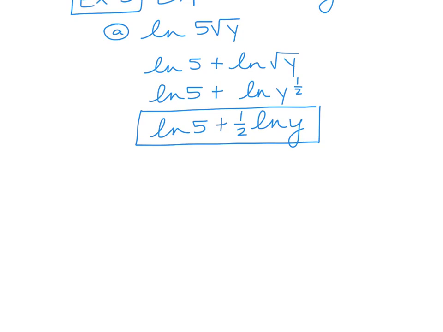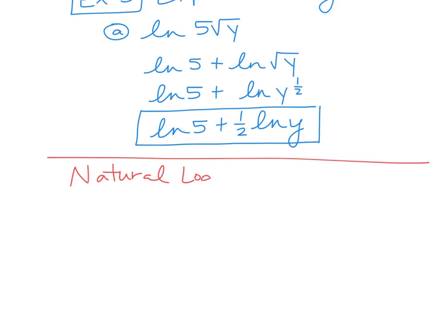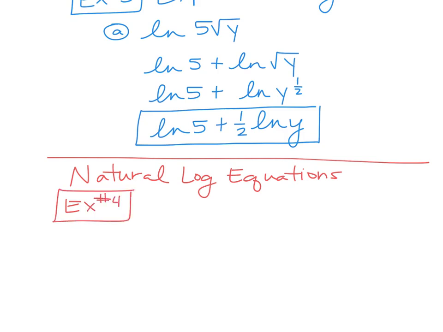Okay. All right. Now we're going to do natural log equations. And the only difference now, right, equations have an equal sign in them. Instead of just being an expression, now it's going to be an equation. So we're going to be doing some solving. So for this first example, example number 4, we are going to solve and round to 3 decimal places.